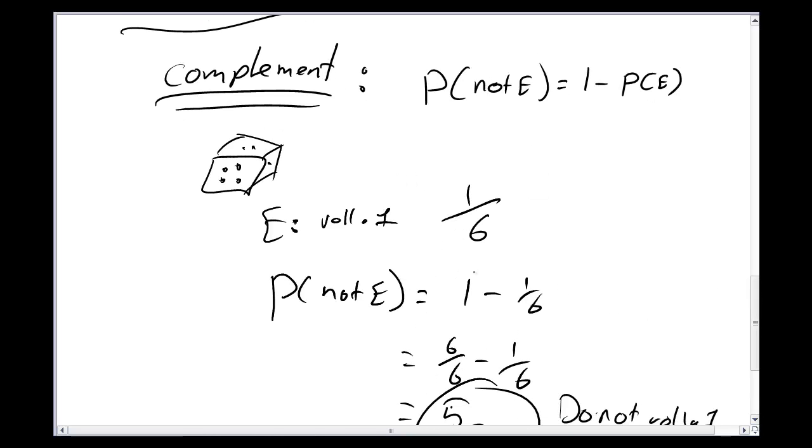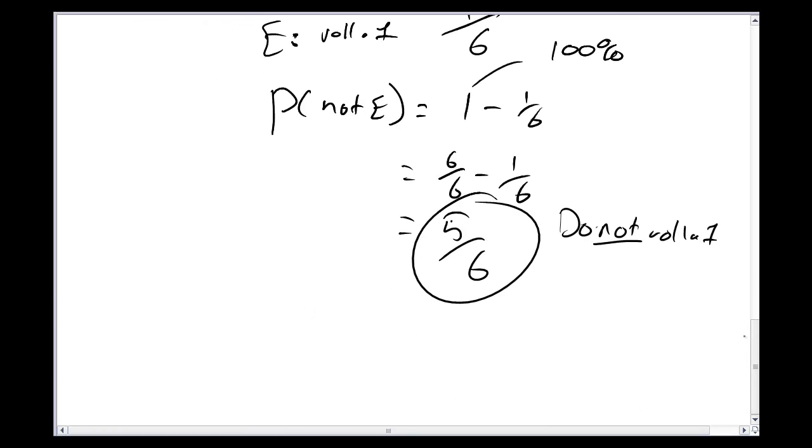And again, 1 is the decimal form of 100%, because you know that 50% we would rewrite as a decimal as 0.5. So 1 is the most that can happen, because there's a 100% chance of something happening.